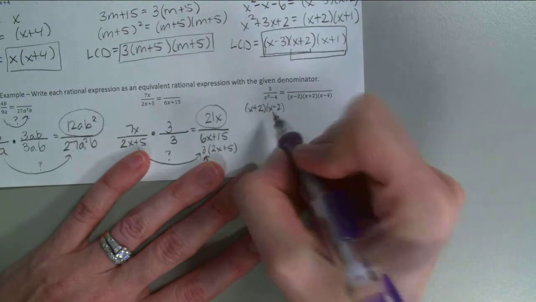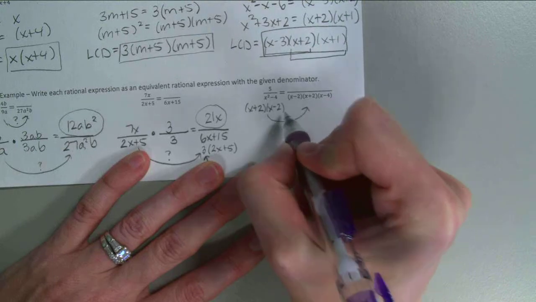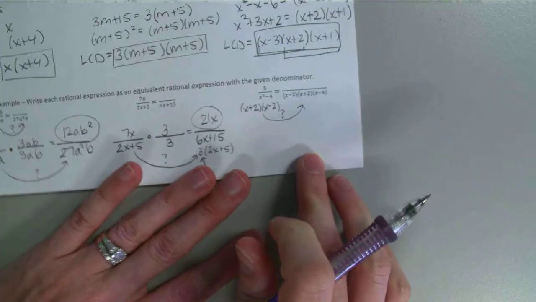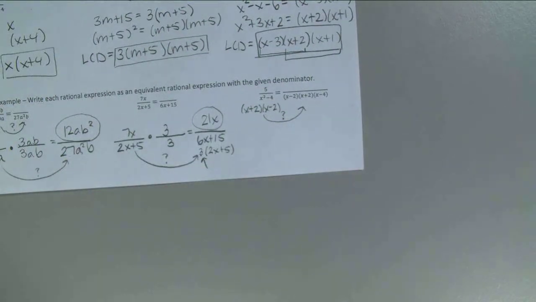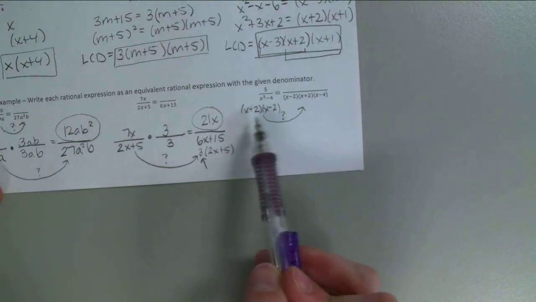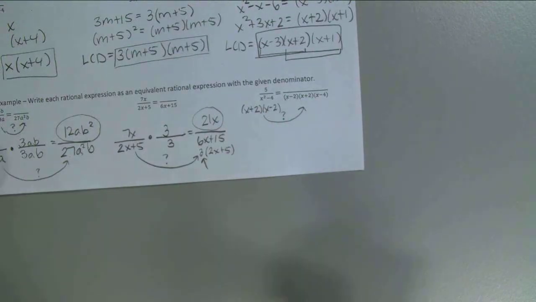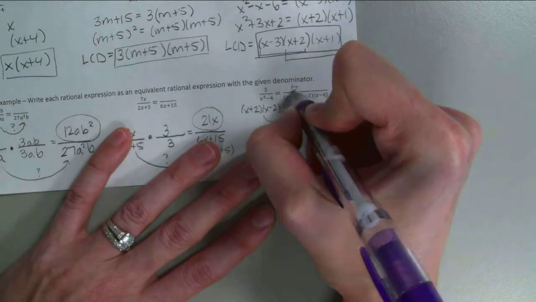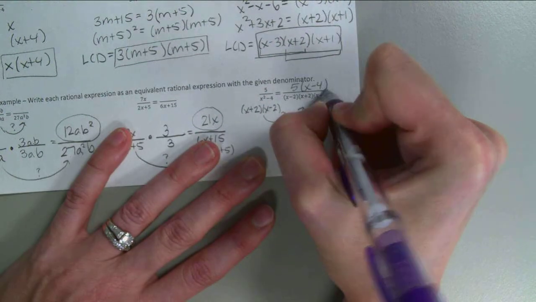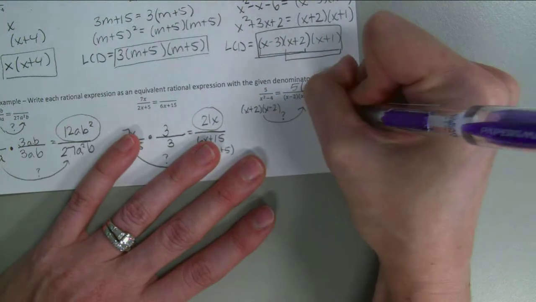So guys, when you go from this denominator to this denominator, who's the new guy in town? X minus 4. Notice the only thing new that we added was x minus 4. So that means we took this denominator, x minus 2 times x plus 2, and multiplied it by x minus 4. So guess what we have to do to the numerator? Multiply it by x minus 4. He's the new guy.